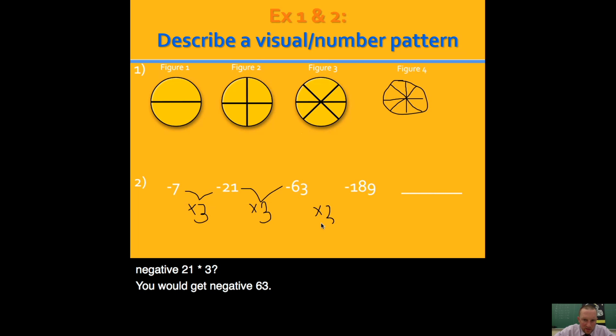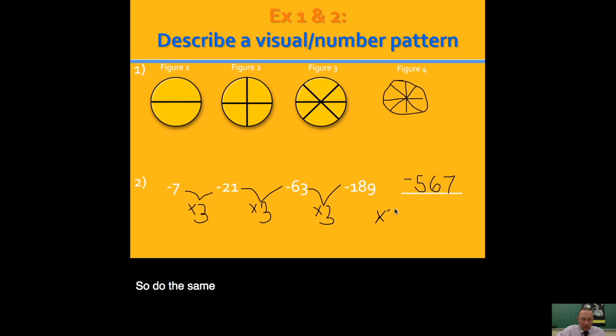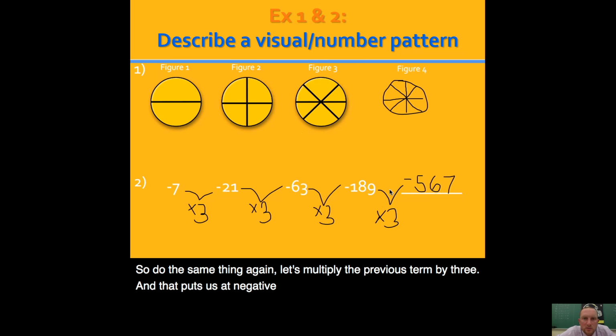If you would multiply -63 by 3, you would get -189. That's the pattern. So the inductive reasoning that we're using here is recognizing that we're multiplying each previous term by 3. So do the same thing again. Let's multiply the previous term by 3. And that puts us at -567.